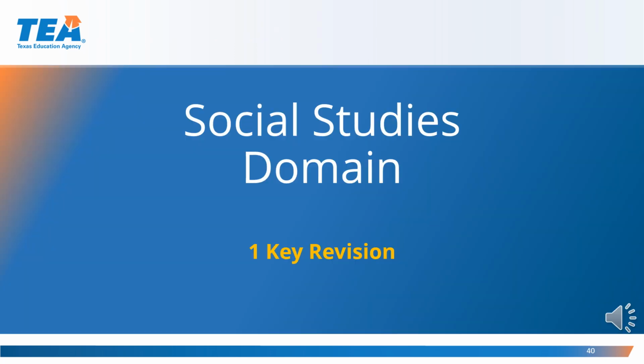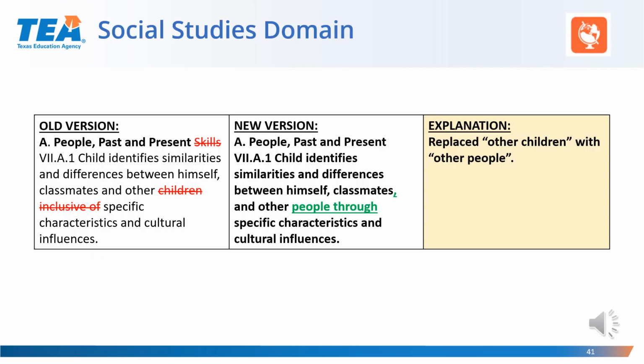The social studies domain has 1 key revision. Here's the key revision in the area of people past and present. In this outcome, other children was replaced with other people.